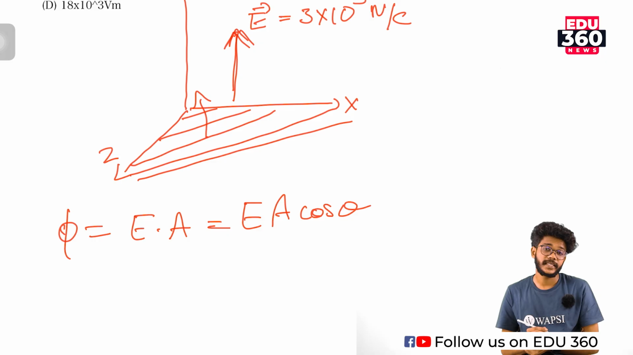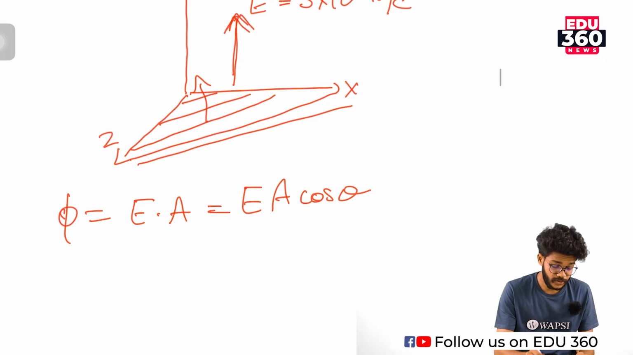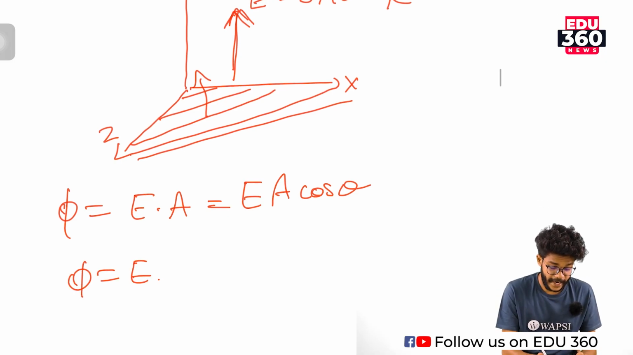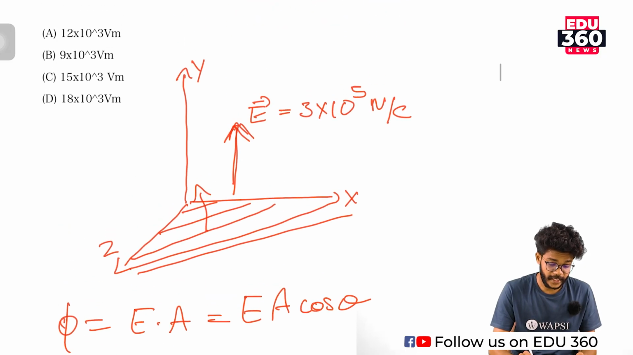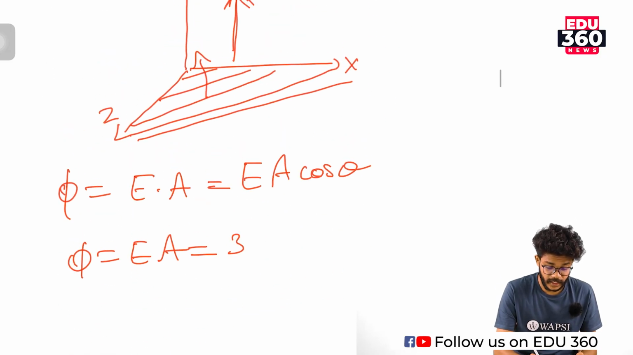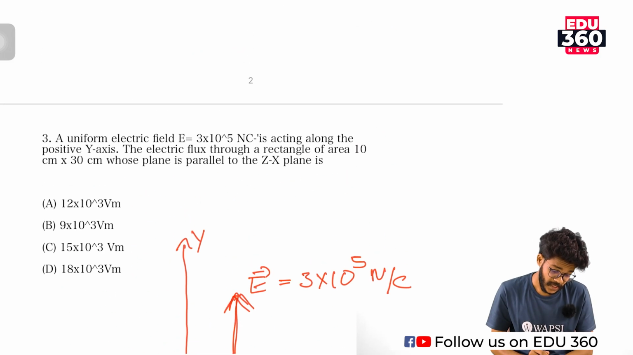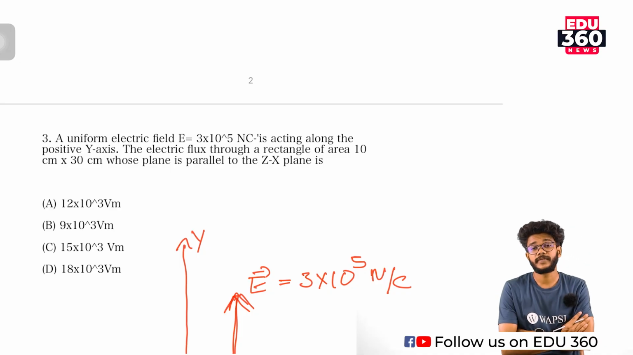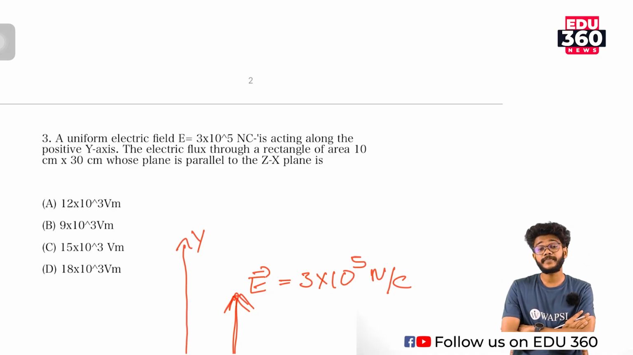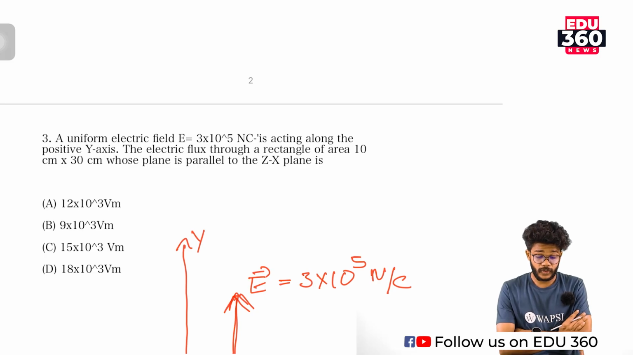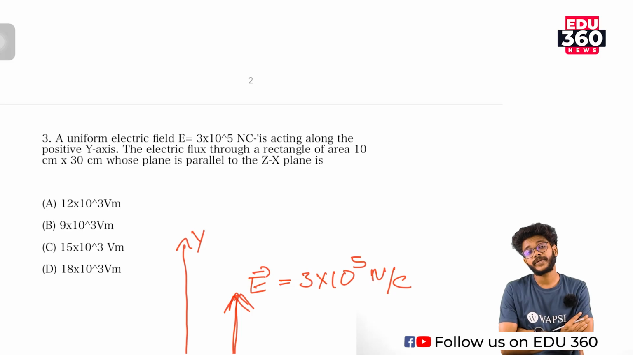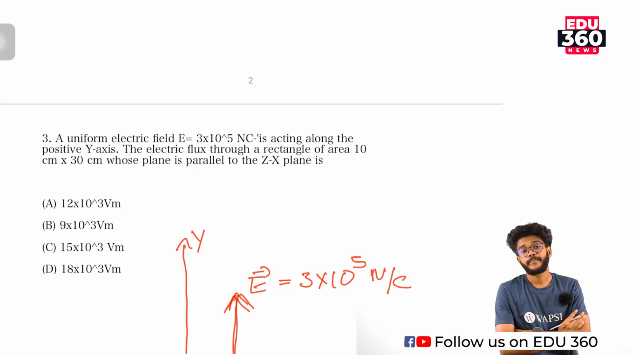And what is theta in here? 0. So phi is equal to EA, that means electric field times area, and the electric field is 3 into 10 raised to 5, multiplied by the area, which is 10 centimeter into 30 centimeter. We want to transform the centimeters into meters. So 10 centimeter is 0.1 meter and 30 centimeter is 0.3 meter. So 0.1 into 0.3 is what?